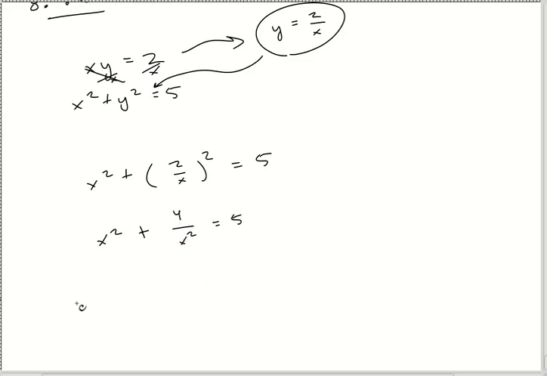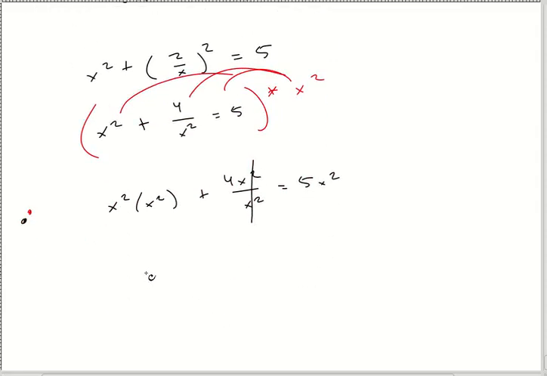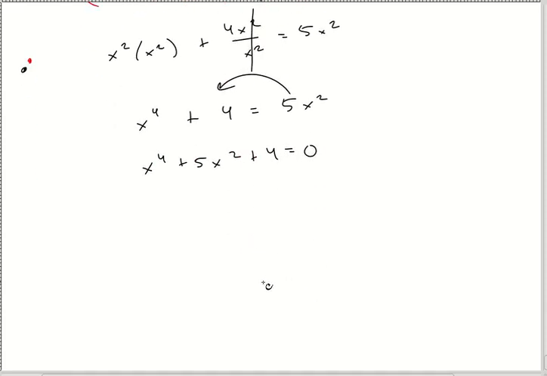And now what? This goes way back to chapter 2. I actually multiply by whatever's in the denominator to everything, to every term. I'm doing this because I got now x squared times x squared. I got 4x squared over x squared. Then I got 5x squared. These guys cancel, so I don't have any more denominator. The problem is that I now have an x to the 4th and an x squared. Move this guy over. That's what we got. This is actually not too bad.